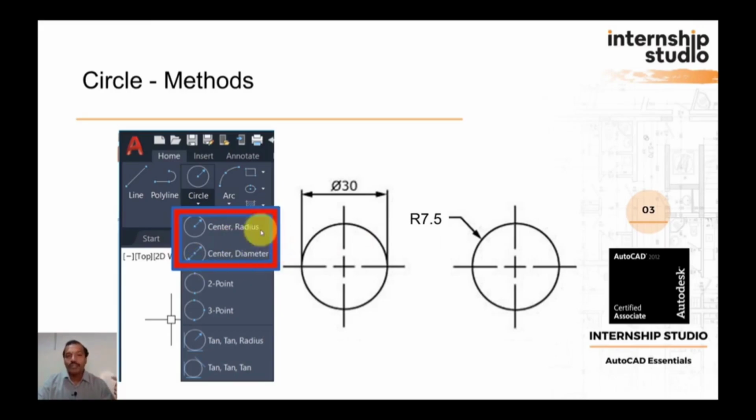Then why are both needed? Either one, center radius or center diameter, is enough, no? Why do we need both methods? That is my question. You may think that the center diameter option does not need to exist at all. But in AutoCAD, whatever is given, there is some reason. What is the reason behind this? We are going to discuss it now.